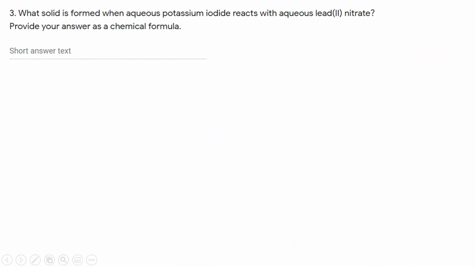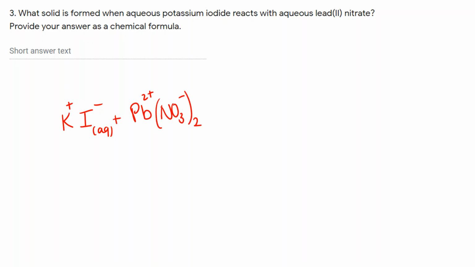Okay, what solid is formed when aqueous potassium iodide reacts with aqueous lead 2 nitrate? So potassium iodide, potassium is K, and iodide used to be iodine. So K is +1 and iodide is -1, so KI is our formula. And it's going to react with lead 2 nitrate. So the lead has a +2 charge, nitrate has a -1 charge, therefore I need 2 of them to balance out my charges. So this is just another double replacement reaction, which means we're going to swap the cations here.